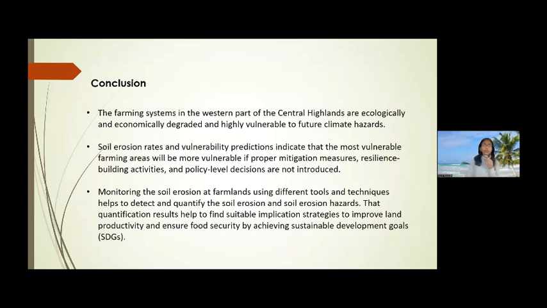Monitoring soil erosion at farmlands using different tools and techniques helps to detect and quantify soil erosion and soil erosion hazards. Those results help to find suitable implementation strategies and to improve land productivity and ensure food security by achieving sustainable development goals.